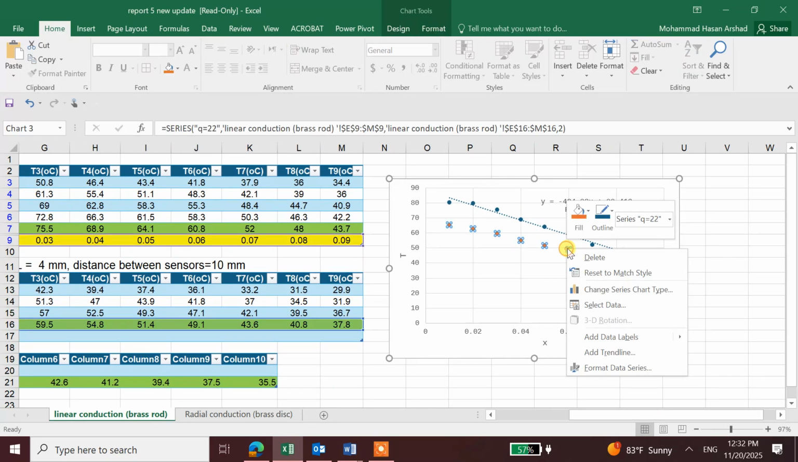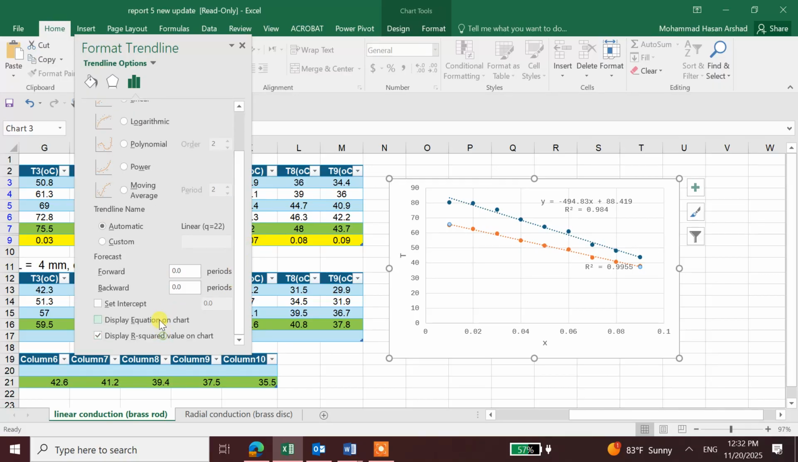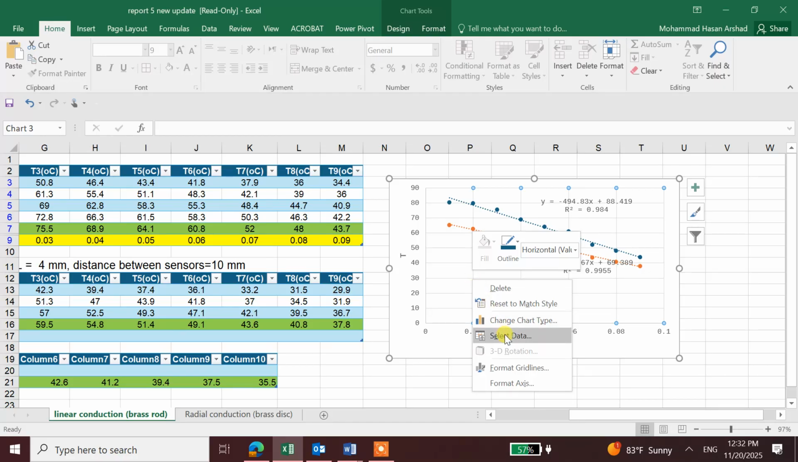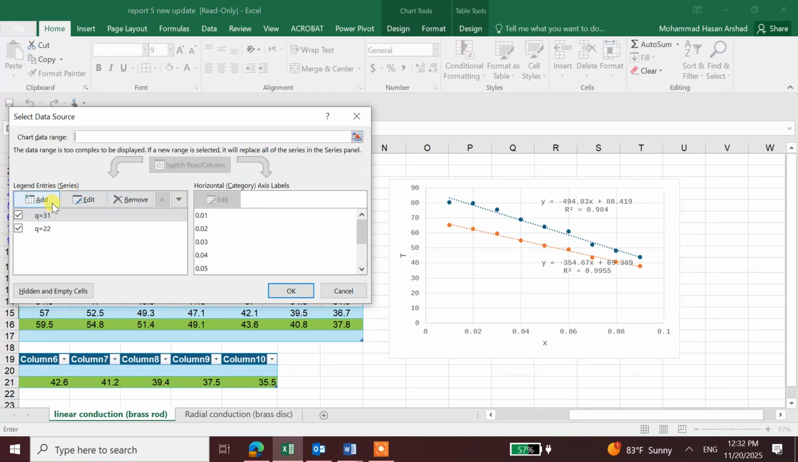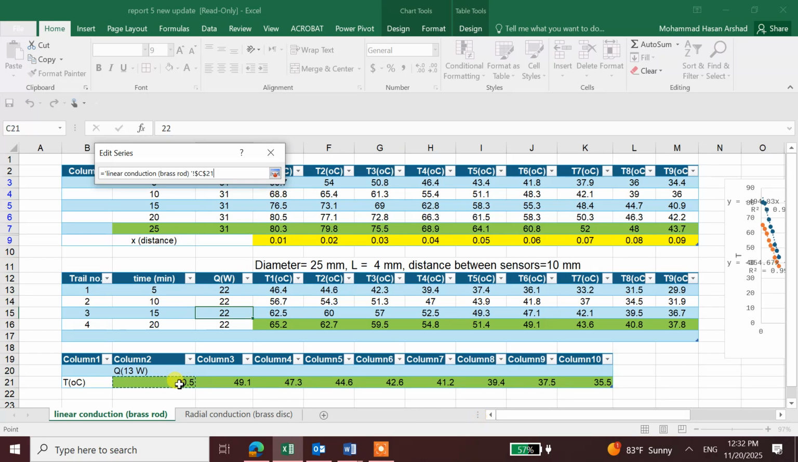So this one again we can add trend line, linear. The slope will be dT/dx. So we have third data point, a second data point. We have one more. Select data, and this one no time, only we have. So this is steady state.